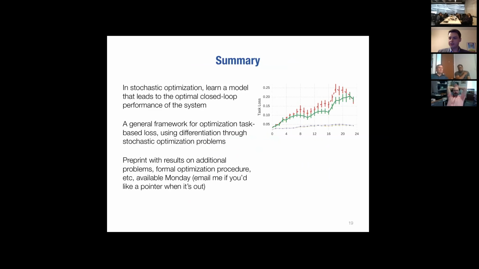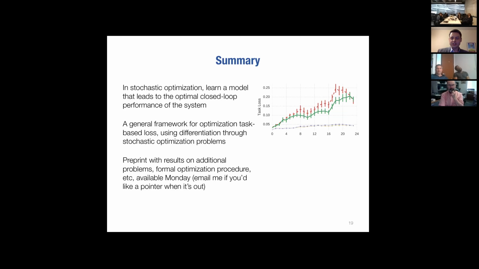So that's the entirety of the talk I have. In summary, in stochastic optimization, it's more traditional, I would say, to learn a model that just tries to model the underlying stochastics from a maximum likelihood setting. But I would argue you don't necessarily want to do that, or maybe you want to start there, but then fine tune your model with something else. You want to learn a model that leads to the best closed loop performance of the system when you run that model on a domain that you care about.